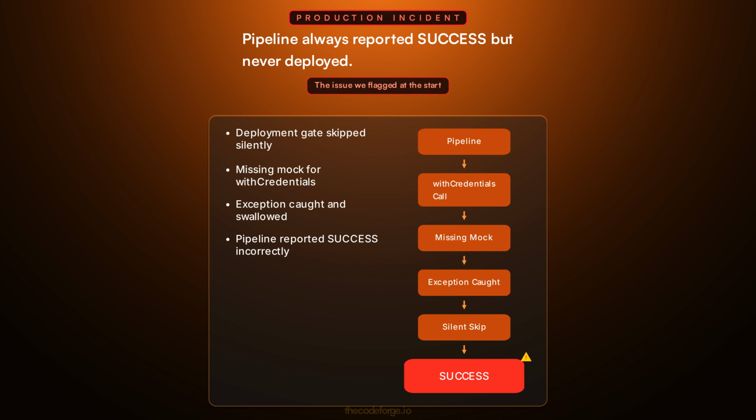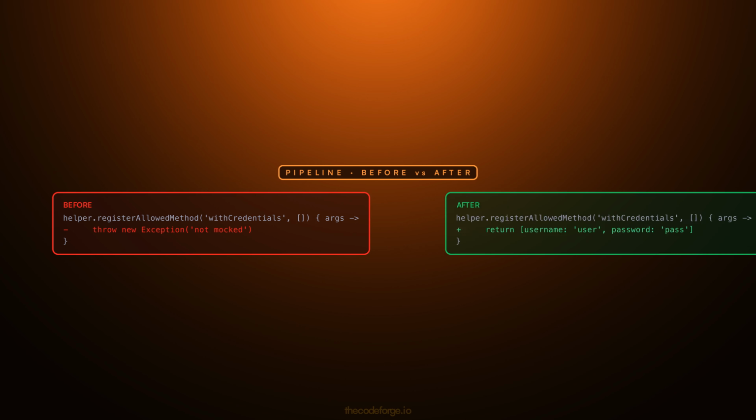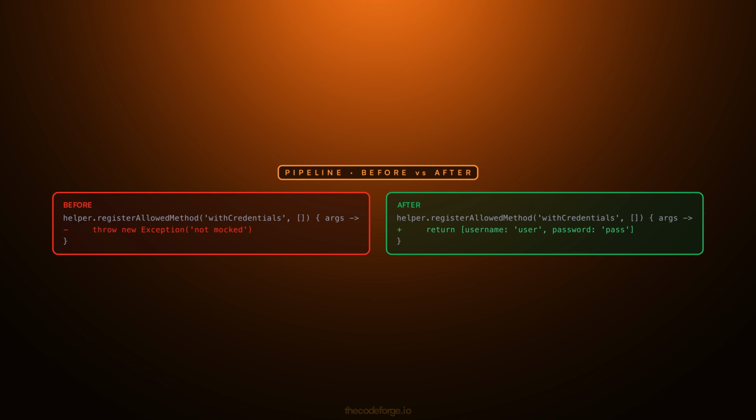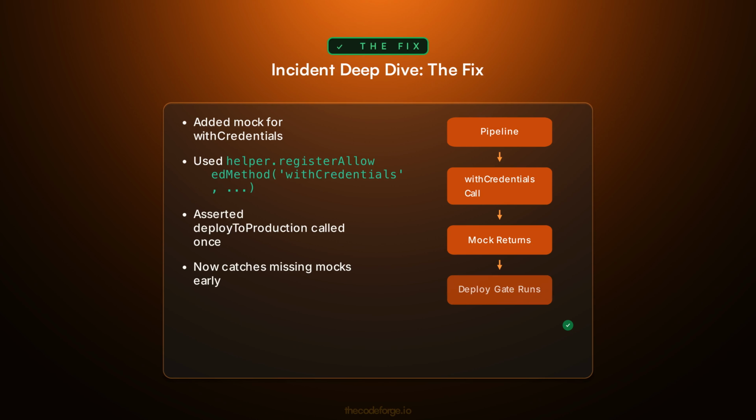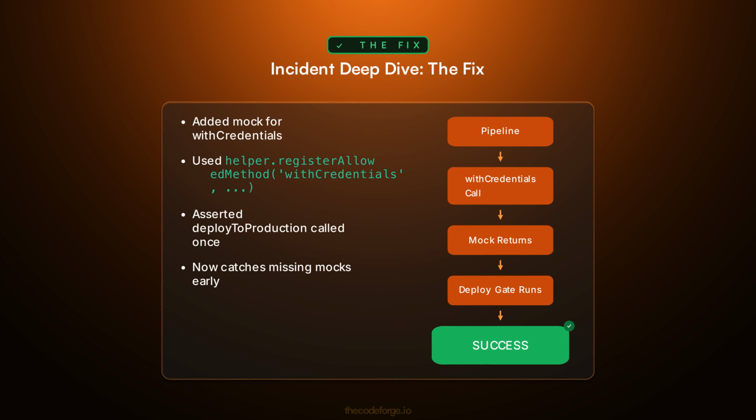The missing mock caused an exception that was silently caught, so the deployment gate was skipped and the pipeline still reported success. The fix was simple: register a mock for withCredentials in the test.